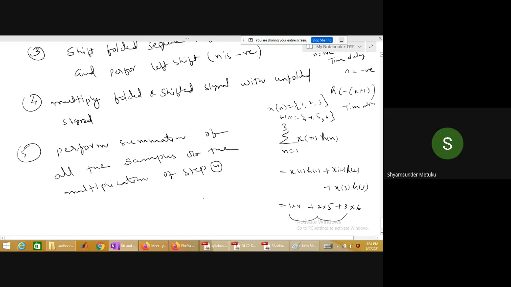Now, all this is happening for the value n equal to 1 sample, no? N equal to 0 means only for one particular time instant you have done all these 5 steps. Yes or no?